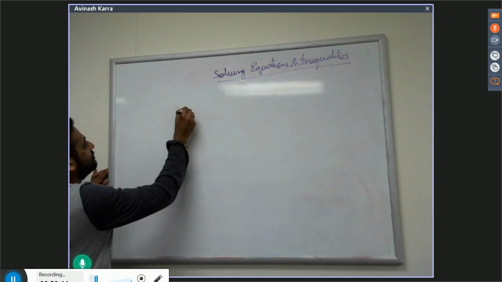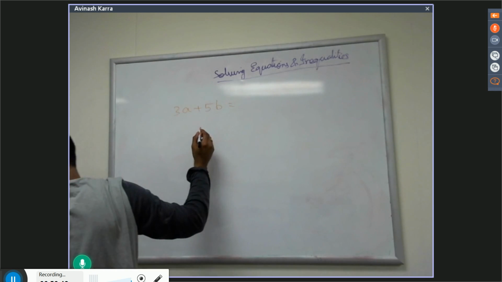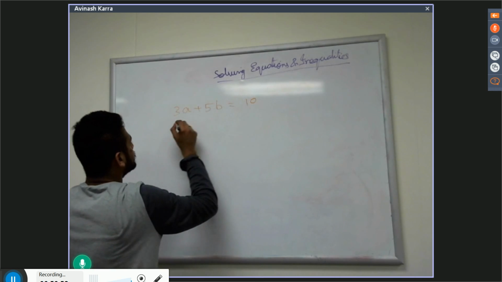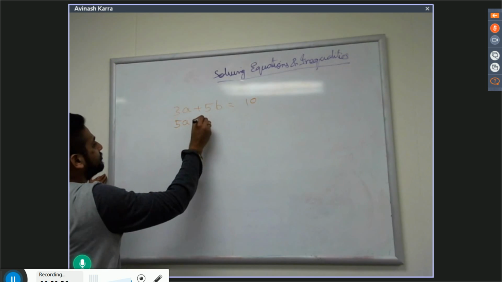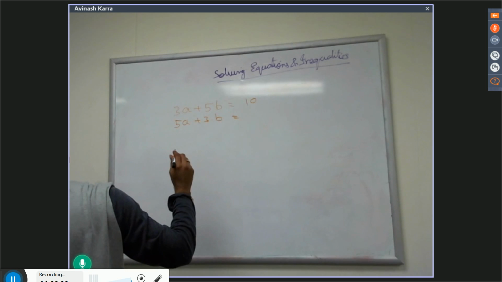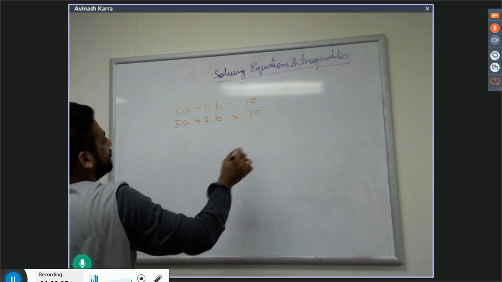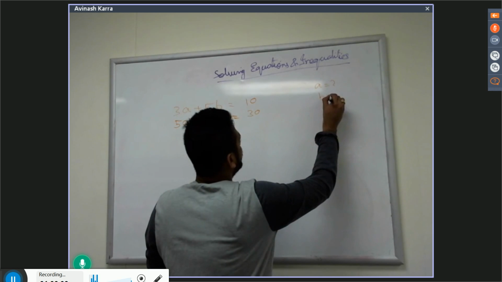So I say 3a plus 5b is equal to 10, and 5a plus 3b is equal to 30. So first find the values of, what are the values of a and b?